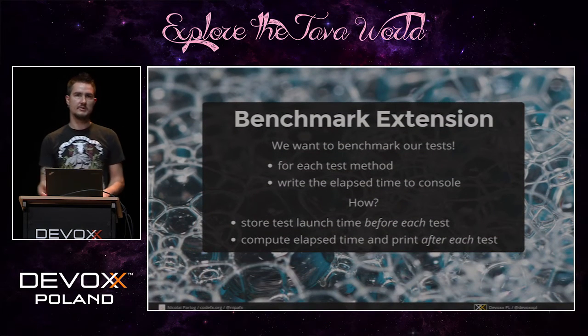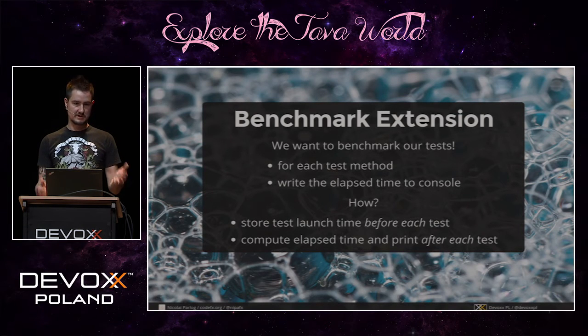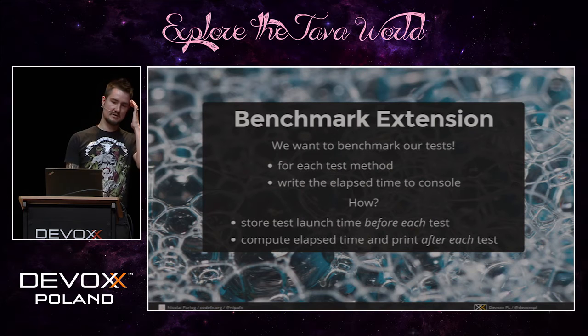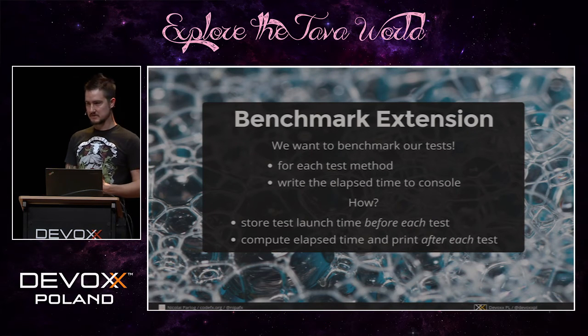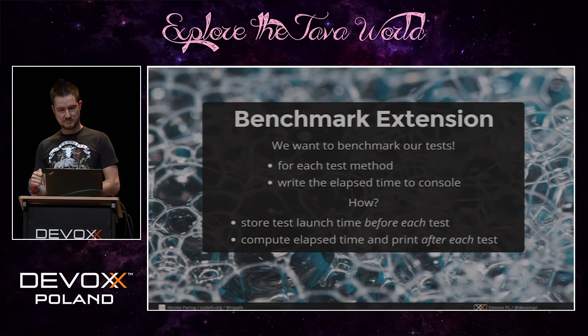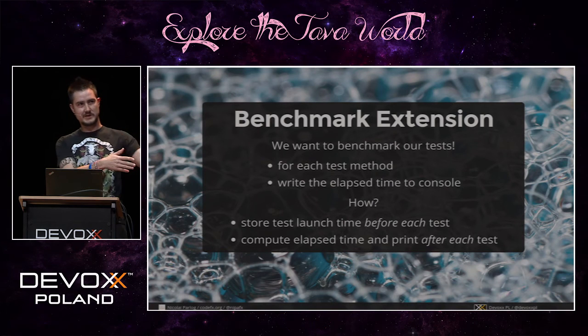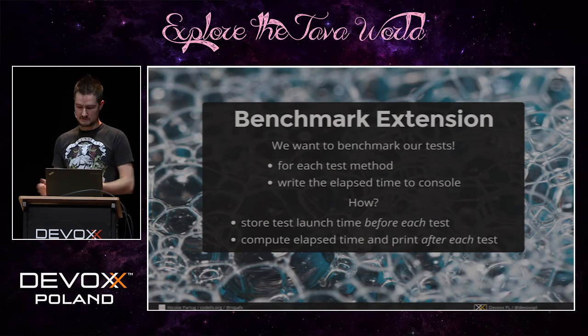So let's make an example. Let's try to find out how we can extend JUnit 5. Let's say we want to benchmark our tests, and for each test method, we just write the time to the console. That's very easy. And if we sit down and think about how we might want to do that, then the words before each and after each crop up immediately. So we want to store the launch time before the test, and then we want to compute the elapsed time after the test and print it.